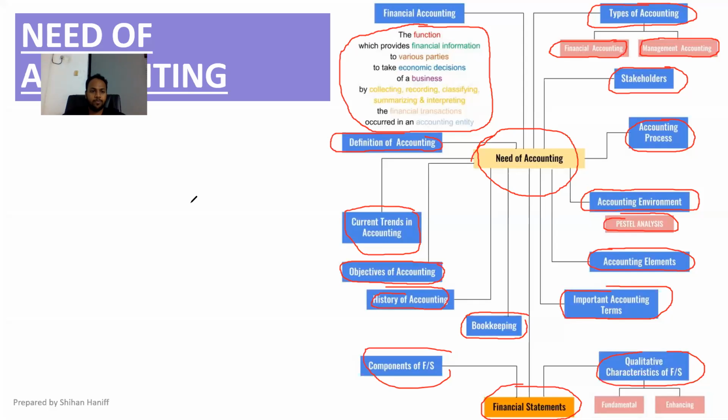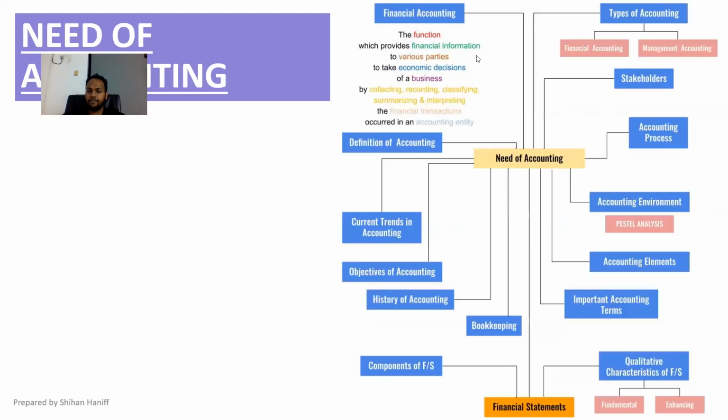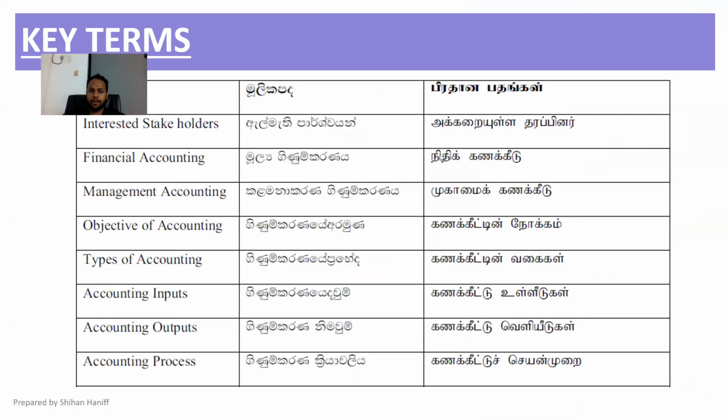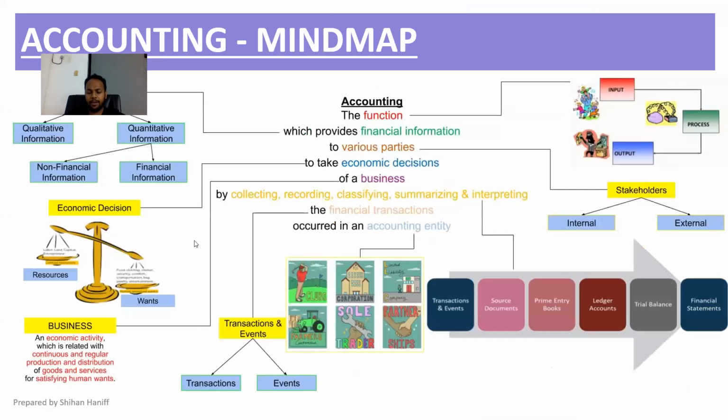Okay, then let's move on. This is the content. So this was taken from the teacher's guide. It says accounting and its need, introduction, objectives. So these are the areas. The same thing only I have given in this map. Okay. Now the key terms. If you have studied in Tamil or Sinhala medium for your O level, you can just go through the terms. Then let me explain the accounting mind map. This is a very important definition.